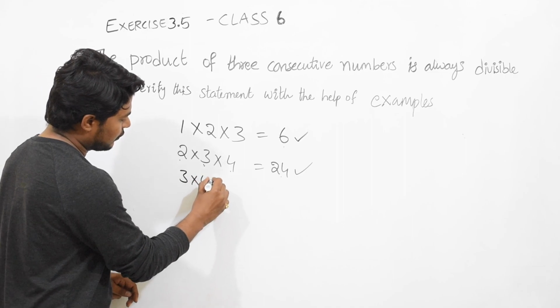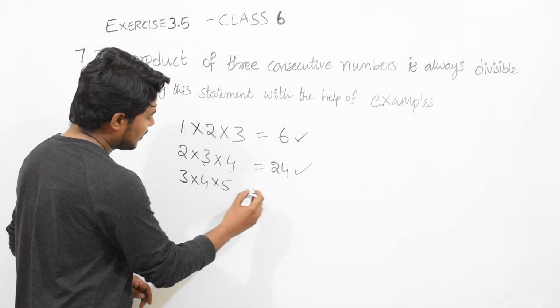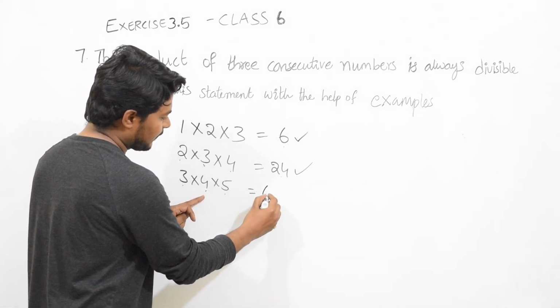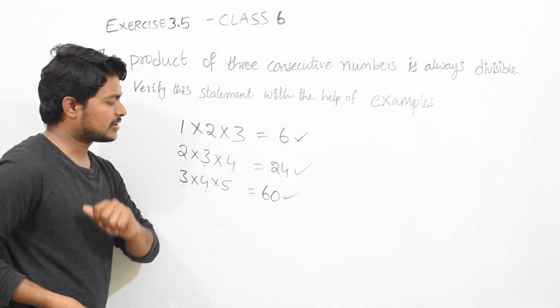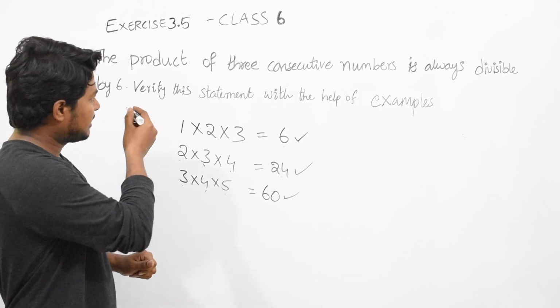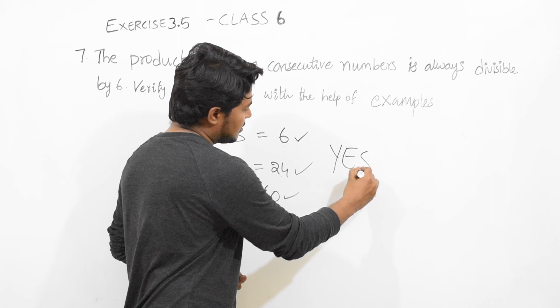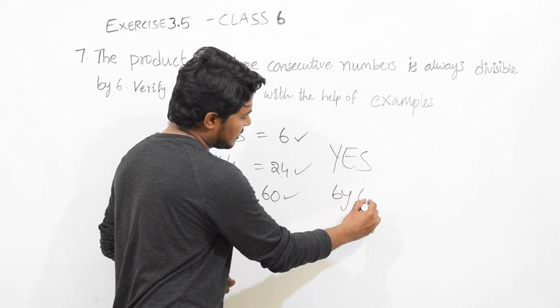3 into 4 into 5. 3 into 4, 12. 12 into 5, 60. 6 into 10, 60 is coming. So, whatever they are saying, the answer is yes. These are divisible by 6.